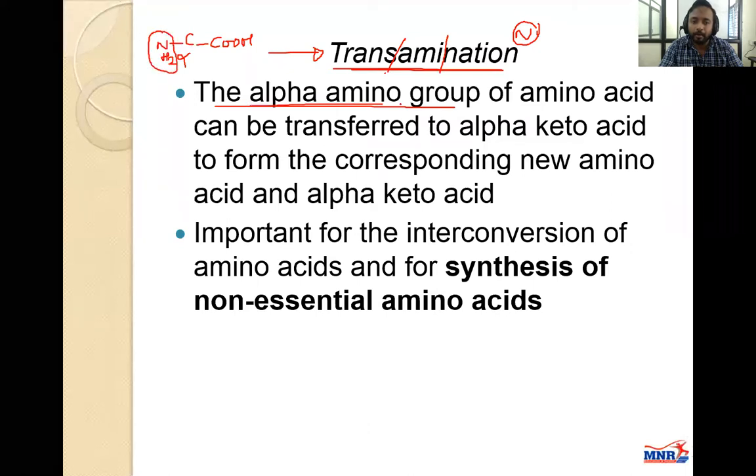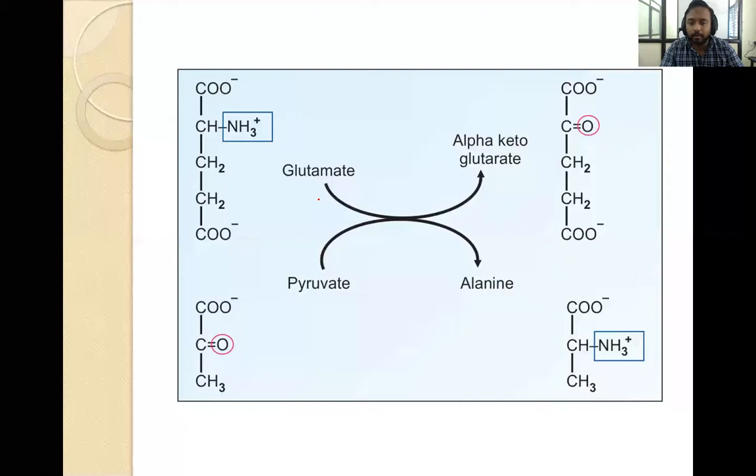Okay, the amino group attached to the alpha carbon atom. Yes, the alpha amino group of one amino acid is transferred to a molecule called an alpha keto acid to form the corresponding new amino acid and new alpha keto acid. That is called transamination reaction. This will be asked in an exam as a definition. So if we see the structure, you can easily correlate. What is happening here? This is one amino acid, that is the glutamate.